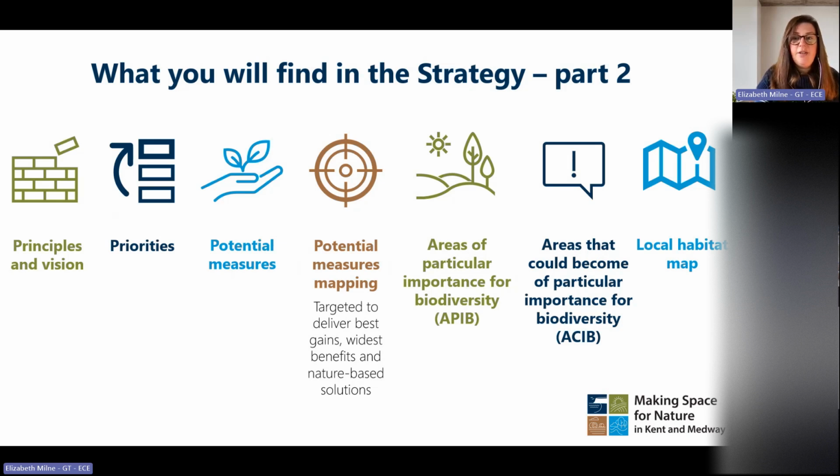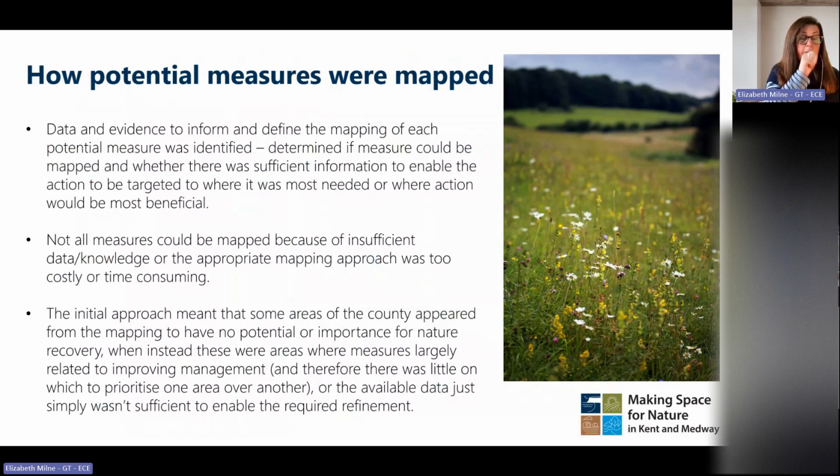But in brief, the way in which we approached it was, first of all, we reviewed the data and evidence that would be required to inform and define the mapping of each potential measure. And this allowed us to determine if that measure could indeed be mapped and whether there was sufficient information to enable targeted mapping of it, so identifying where it was most needed and where the action would be most beneficial. And because in some cases we did not have sufficient data and knowledge, we weren't able to map those. And in some cases, we just couldn't undertake the mapping approach within the scope of the project because it was costly or too time consuming.